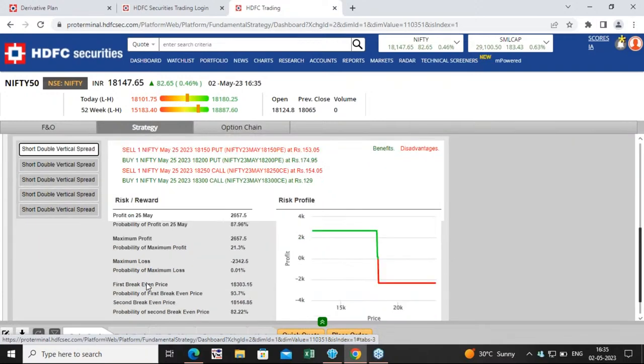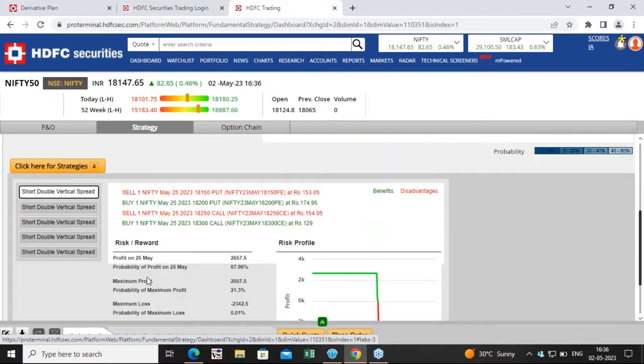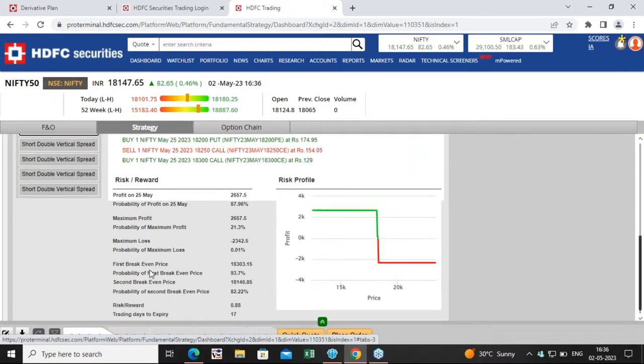For the profit on 25th May, it's showing you maximum profit is 2,657, and maximum loss is 2,342 rupees for one lot. Probability of profit on 25th May is 87.96%. Break even price is 18,303 and the second break even price is 18,146. That provides you all the risk and reward of that particular strategy, which is very easy to understand, right?